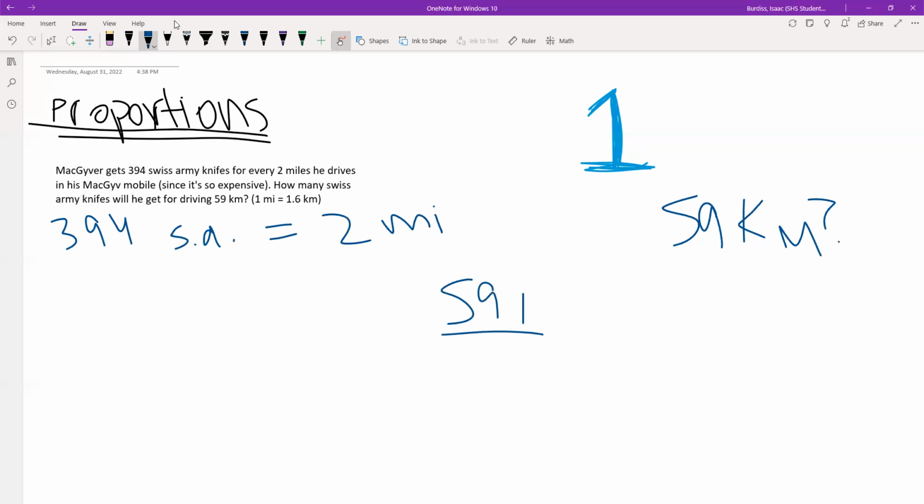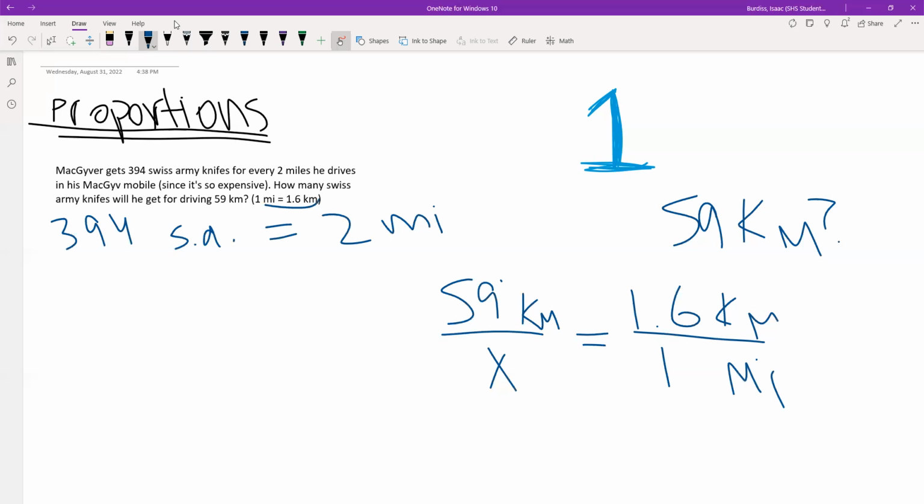So if 59 kilometers, we're finding X miles, we don't know. We have to have the same thing on both the top and the bottom. Since we had kilometers on top right here, we have to have kilometers still on top. And we're just using this conversion factor, and we put miles on the bottom.